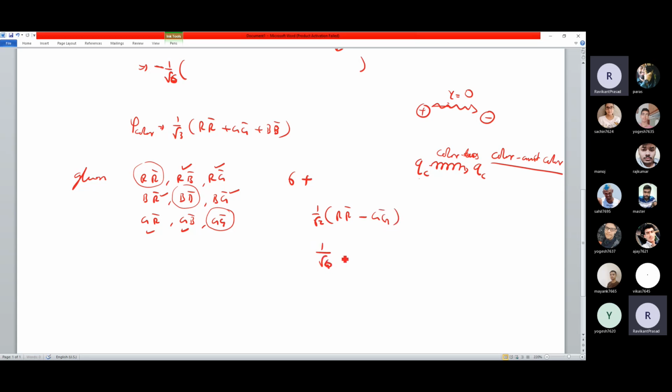Then we have one by root six, R, R bar, plus G, G bar, that is red and green, and minus 2, B and B bar. And we have 1 upon root 3 and a combination of all the three. That is R and R bar, plus G and G bar, plus B and B bar. Normally, this is not possible. Only these two are actually carrying the color.